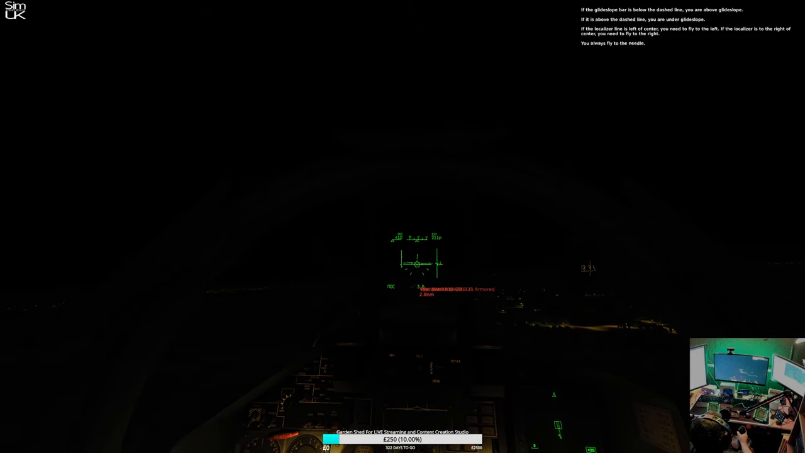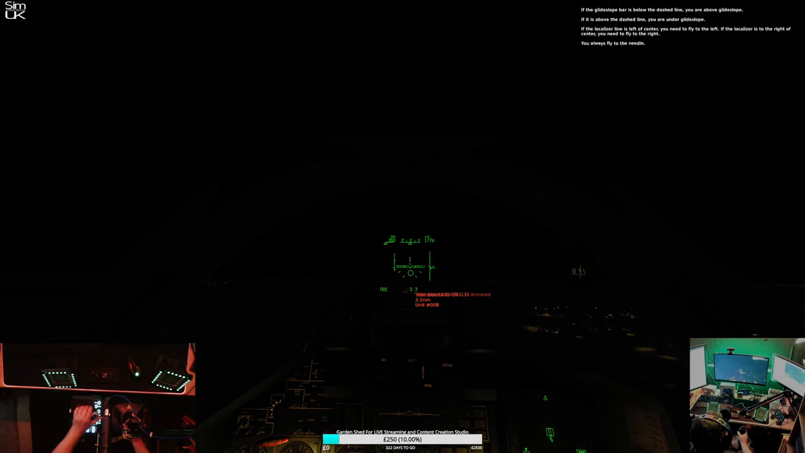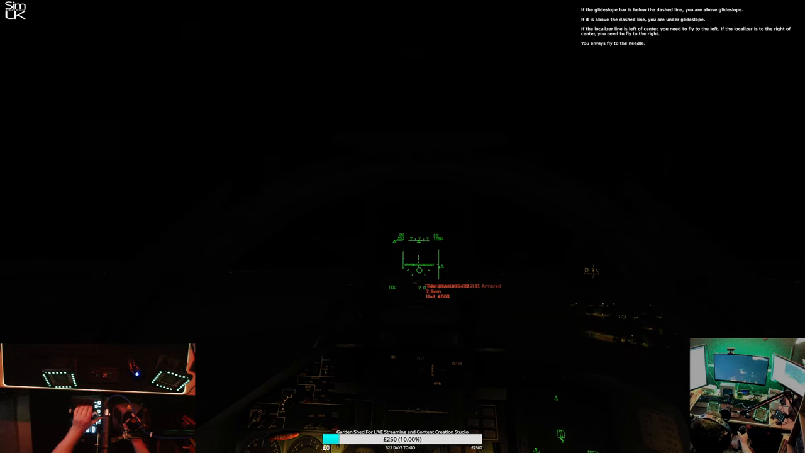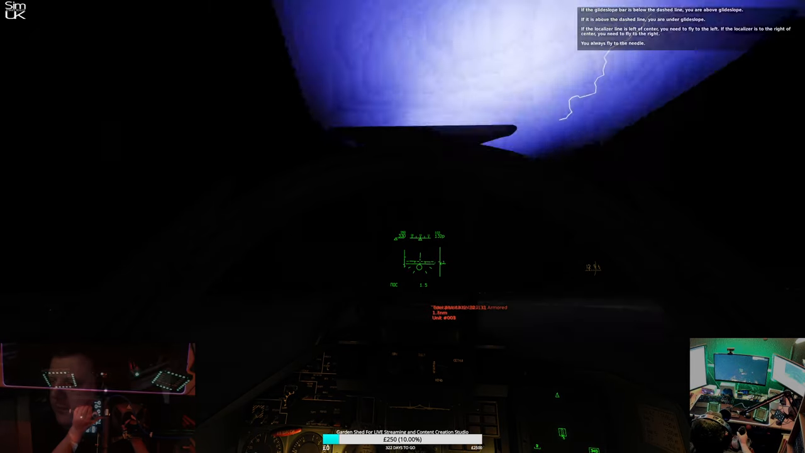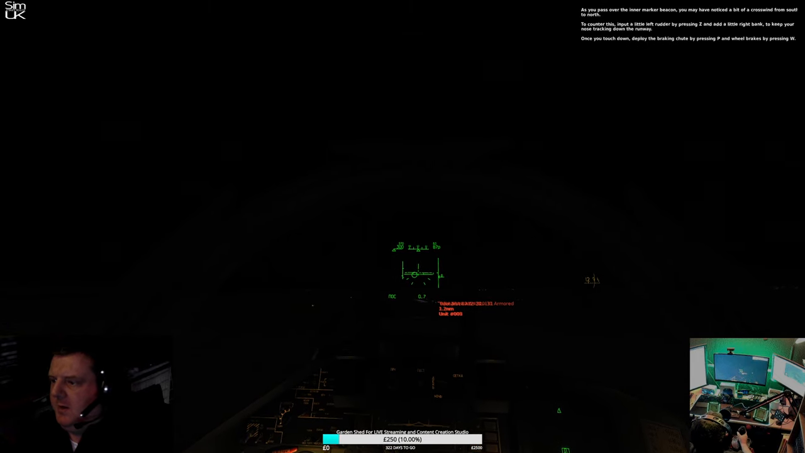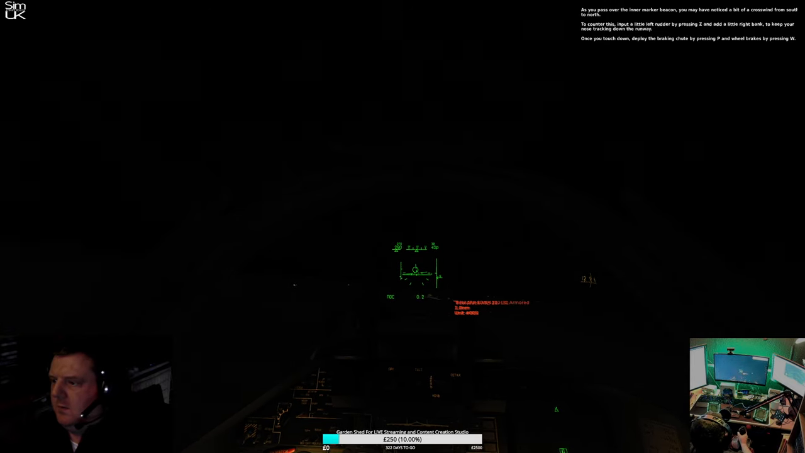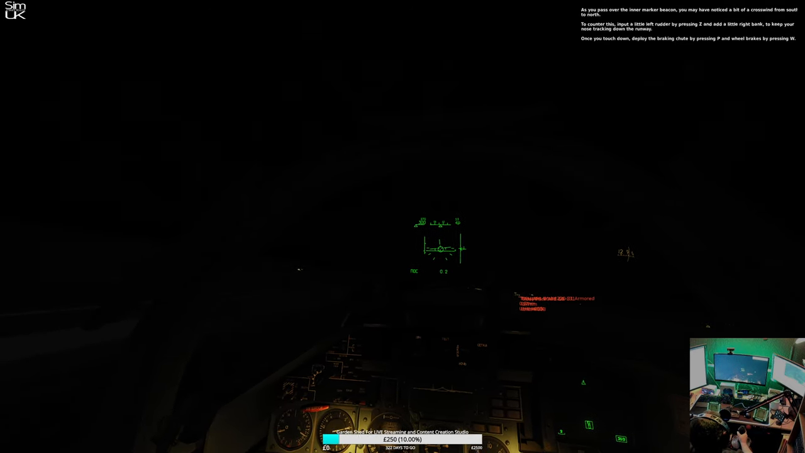If the glide slope bar is below the dashed line, you are above glide slope. If it is above the dashed line, you are under glide slope. If the localizer line is left of center, you need to fly to the left. If the localizer is to the right of center, you need to fly to the right. You always fly to the needle. Ten, that's where we want to be. As you pass over the inner marker beacon, you may have noticed a little bit of crosswind from south to north. To counter this, input a little left rudder by pressing Z and add a little right bank to keep your nose tracking down the runway.